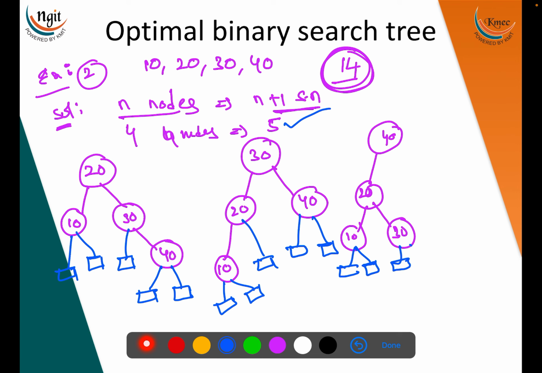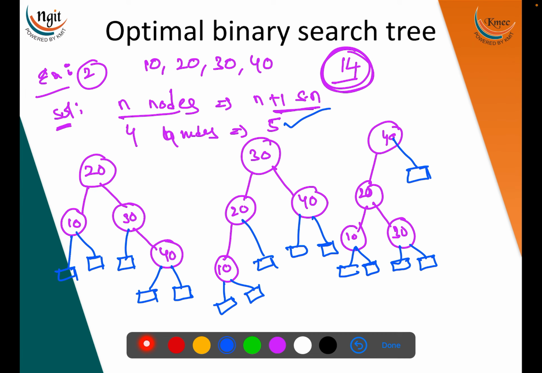These square nodes are called dummy nodes, because searching for an unsuccessful key element is possible, right? We will ask the programmer to search for an element which is not in the list. Once you have done all the searching operations, only then can you conclude that the search has failed, or it is an unsuccessful search. So there are chances of having a successful search and an unsuccessful search too.